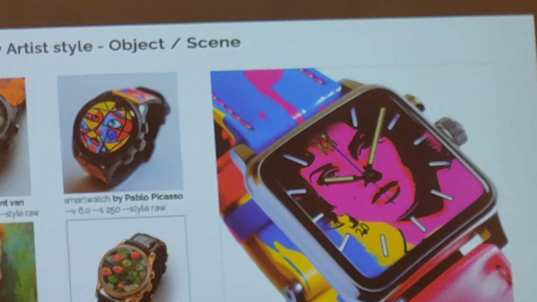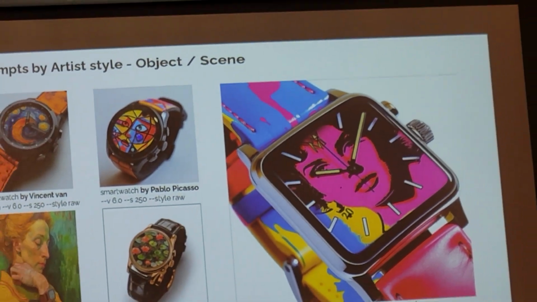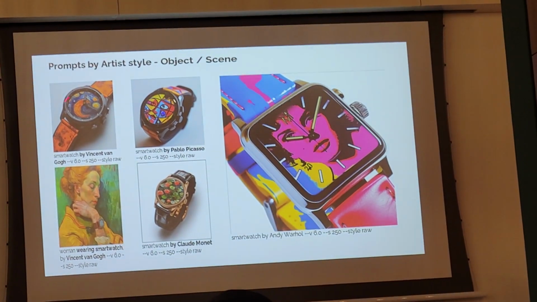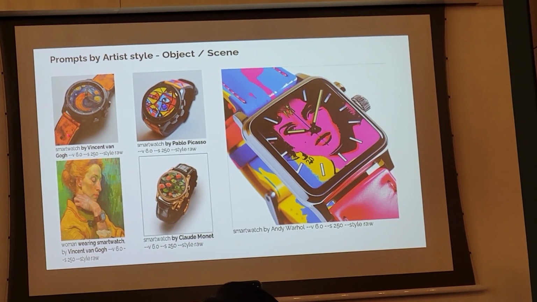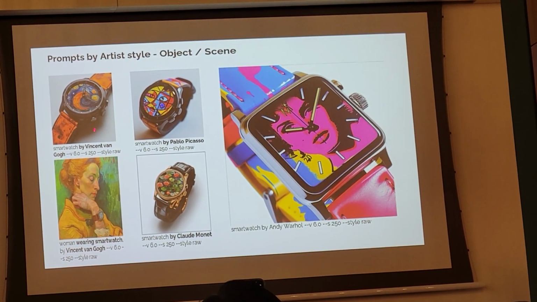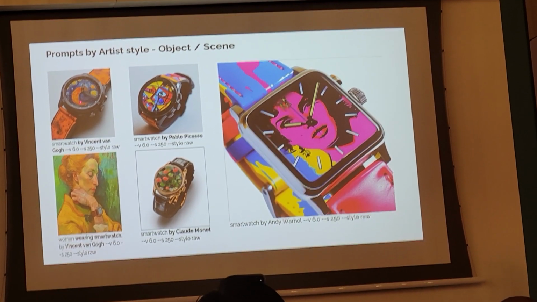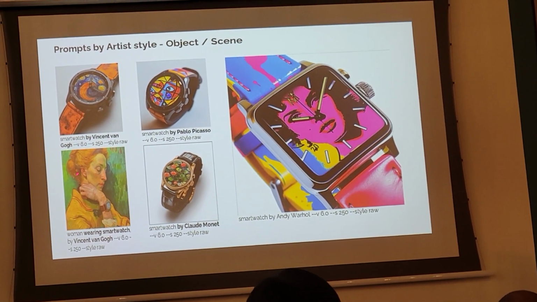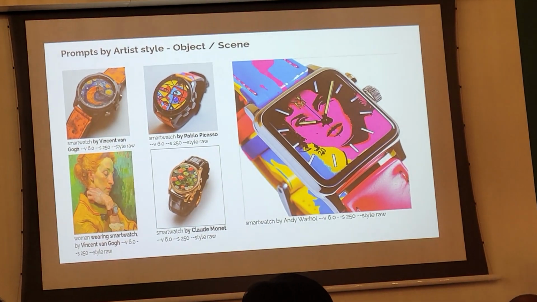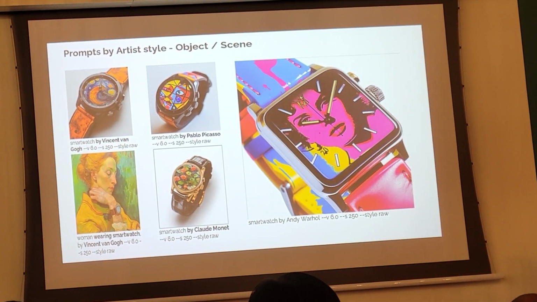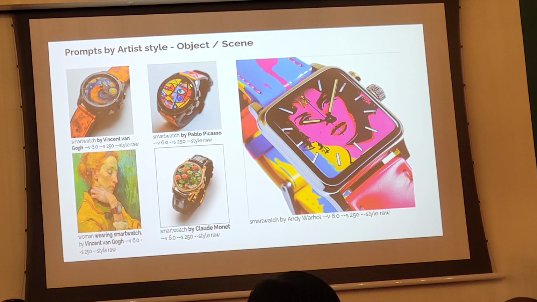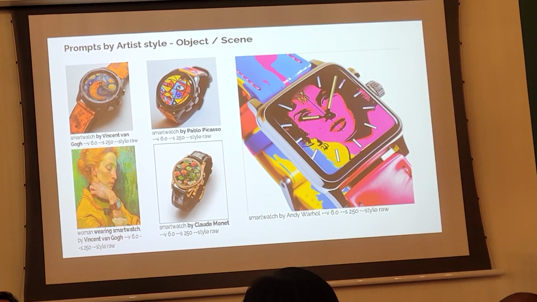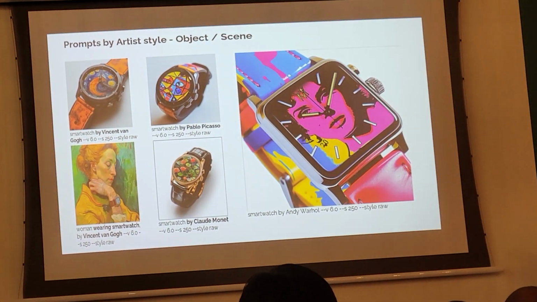Move one more. This is the same smartwatches that we did for the examples. So here the object itself is designed as by Vincent van Gogh, but in this one the entire picture is made as Van Gogh. Okay, so you can design an object inspired by a specific style or artist, or you can create the entire image adhering to the same style.